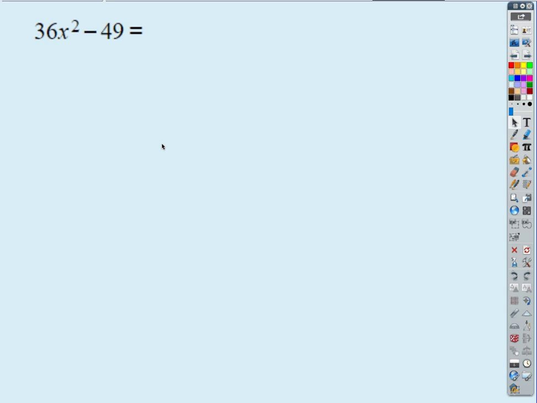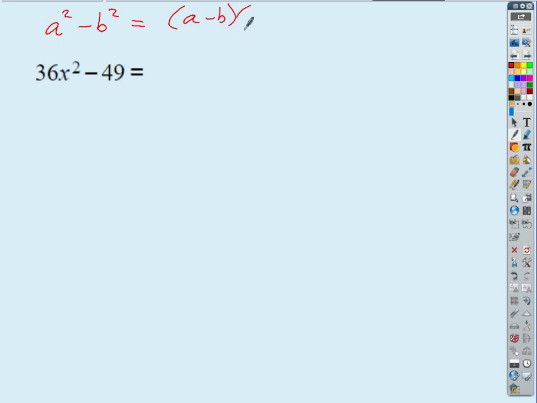Okay, the only pattern it could fit is a difference of squares, right? So the only pattern it could fit is the a squared minus b squared pattern. Have you guys done this before? No. Okay, I just wanted to know. And what is that pattern again? a minus b times a plus b. Either order, doesn't matter. Doesn't make a difference what order you write those in.